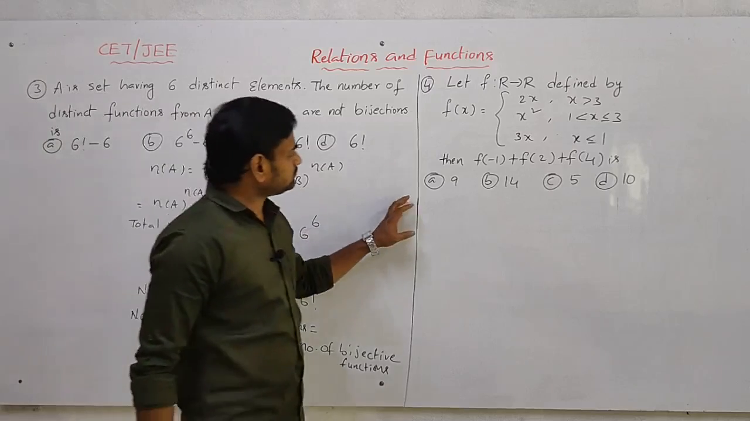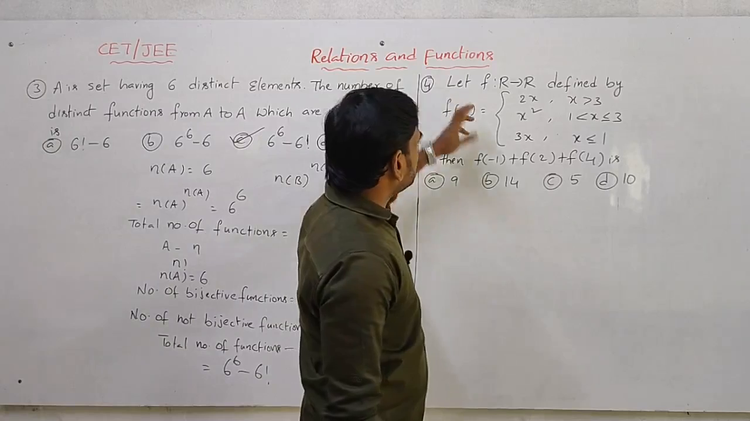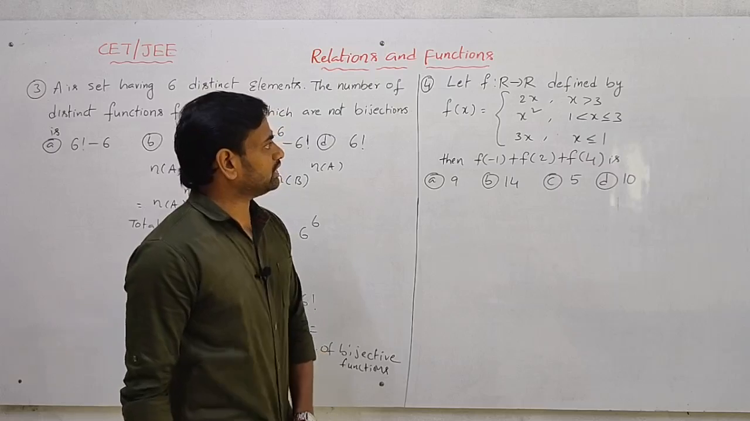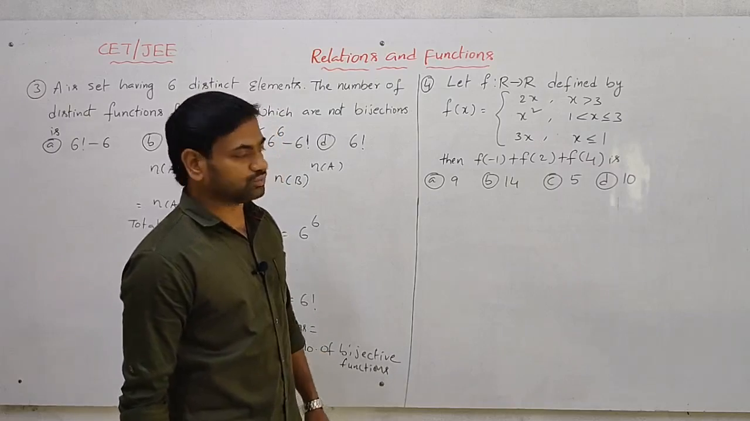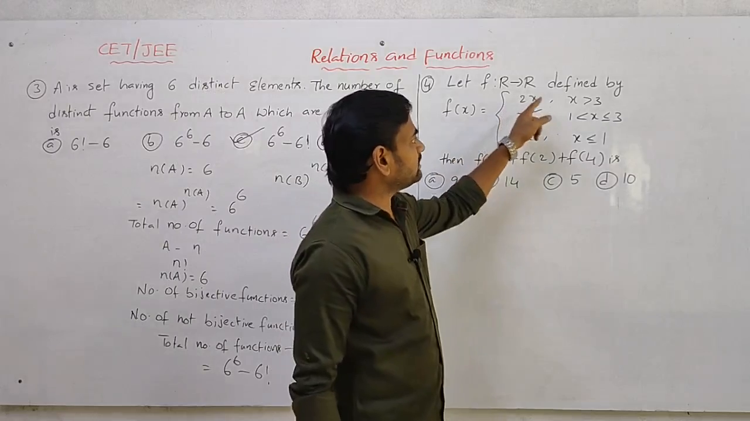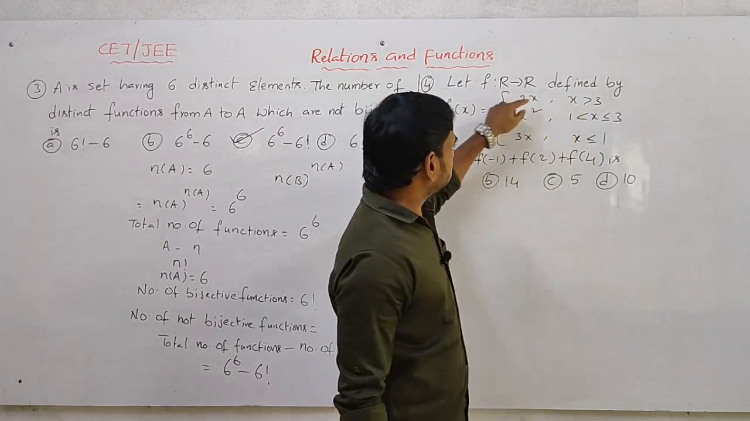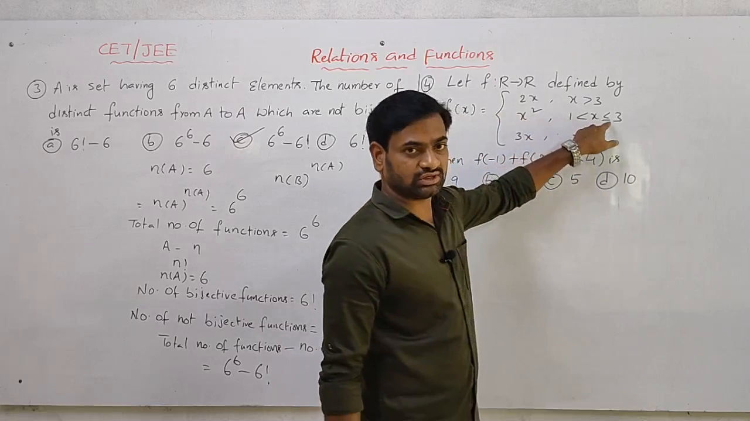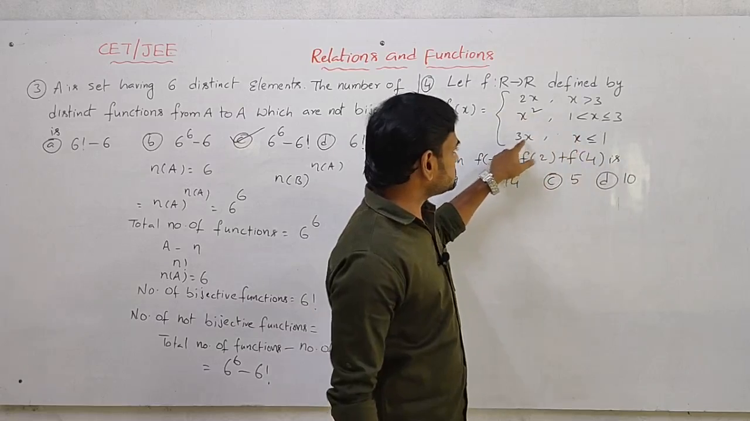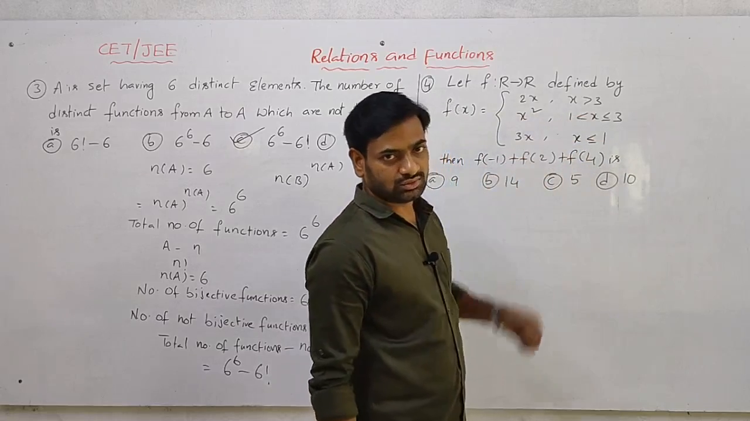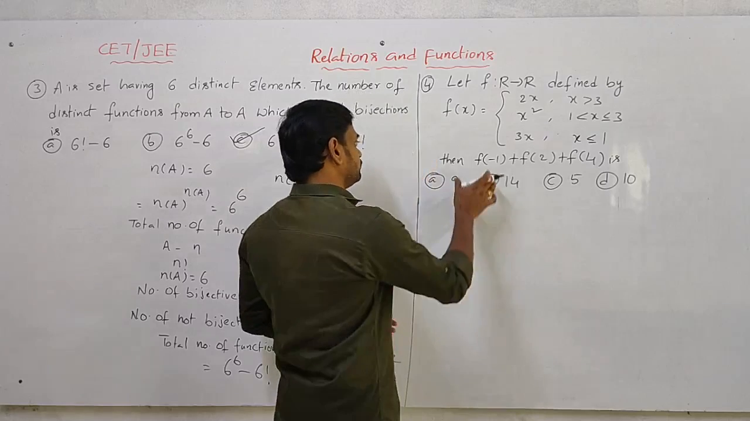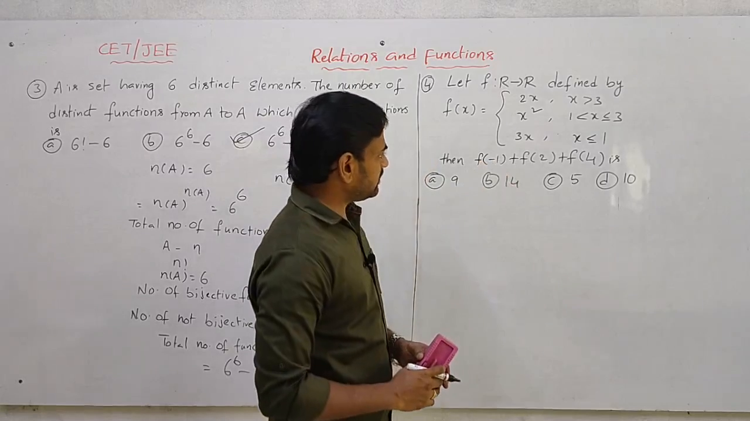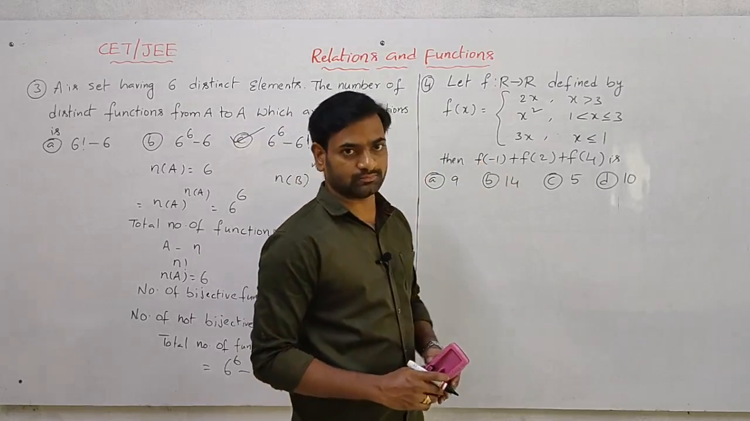Next, come to this problem. Let the function f from R to R be defined by f of x equal to 2x when x greater than 3, x square when 1 less than x less than or equal to 3, and 3x when x less than or equal to 1. Now we have to find the value of f of minus 1 plus f of 2 plus f of 4.